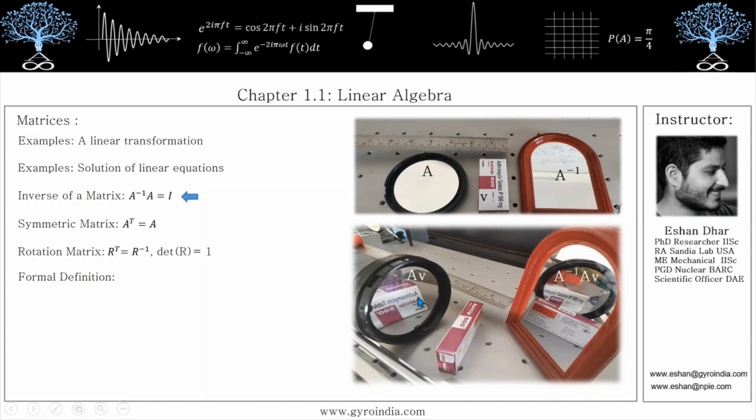On the other hand, the image formed in the other mirror inverts this first transformation back to the original image. This is just an example of how an inverse matrix can be visualized.